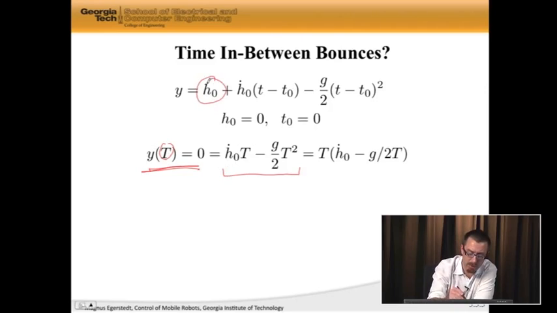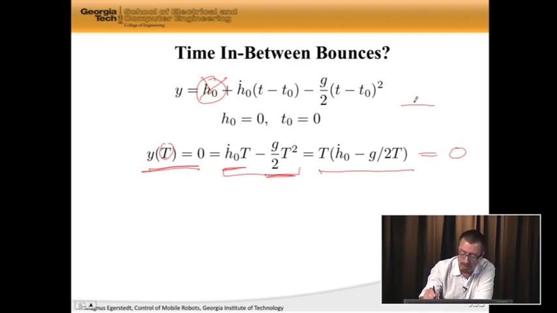h naught is equal to 0, so we don't get any term there. We just get h dot 0 times t minus this thing. Or another way of writing it is like this. And you know what? This needs to be equal to 0, because h is 0 there and h is 0 there, which is why we have two solutions.